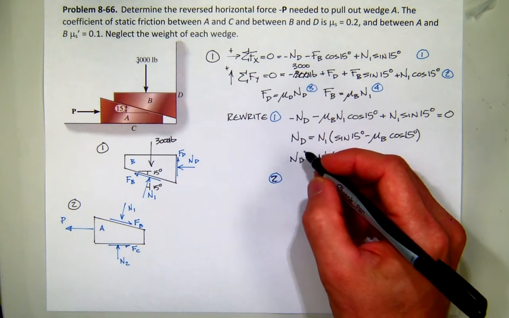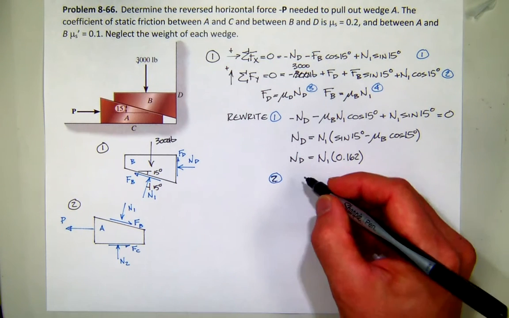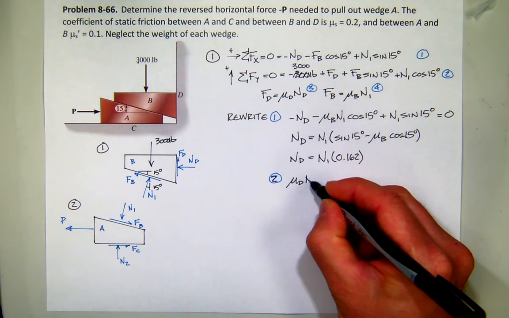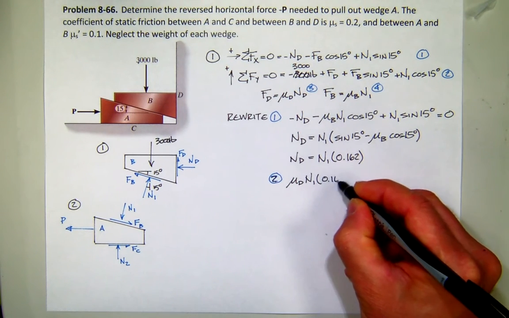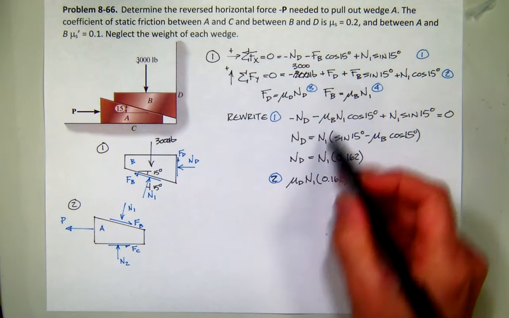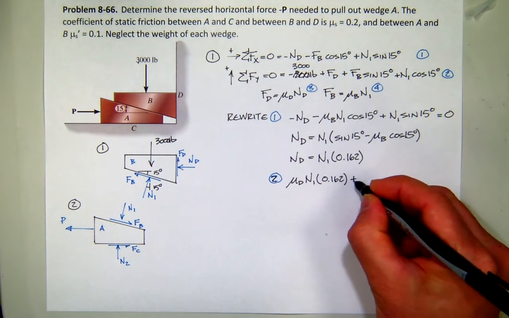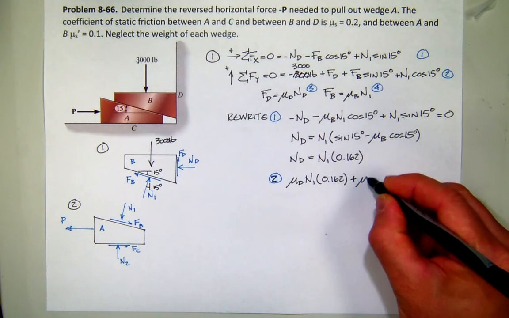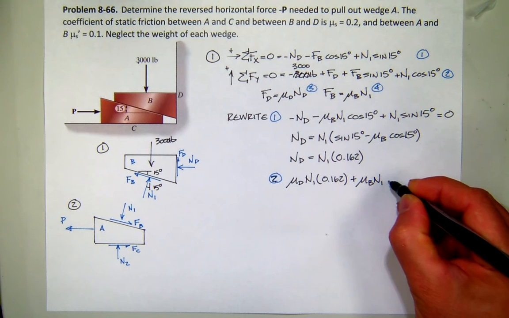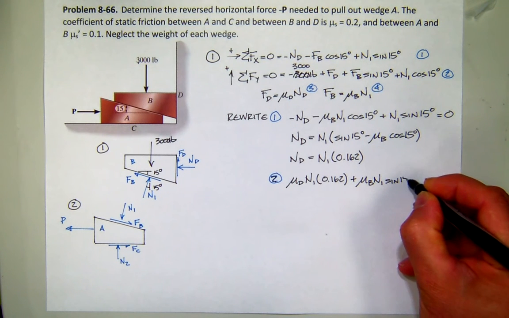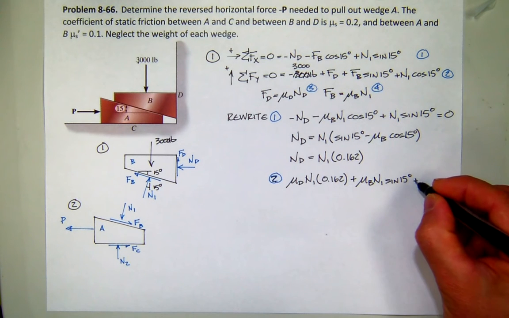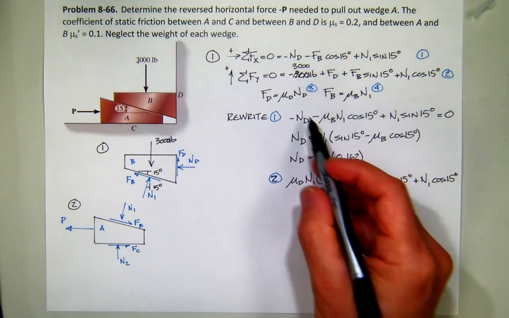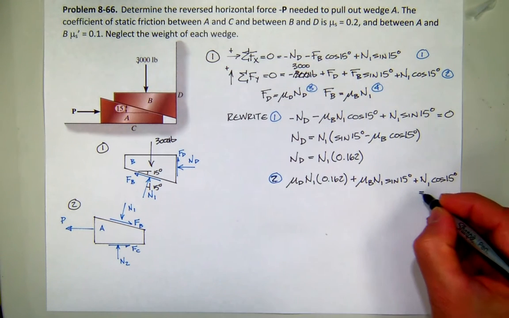So let's see, I'll start with FD. FD is mu D times the normal at D. The normal at D is this, N1 times 0.162. So that term is FD, plus the friction force at B, which is mu B N1 times sine 15. And then I finally got the N plus N1 cosine 15. And then I forgot, there's my 3,000. So this whole thing is equal to 3,000.